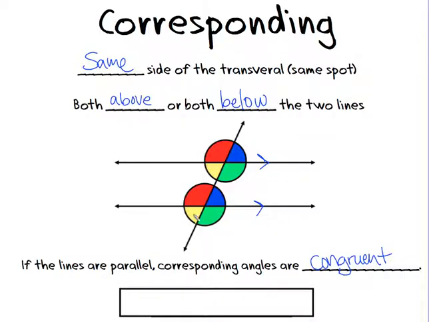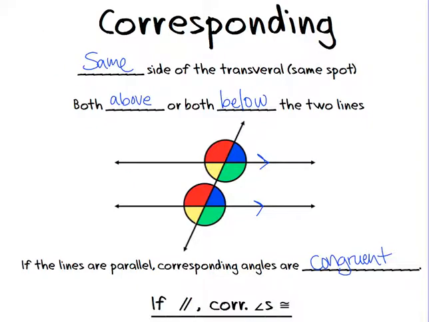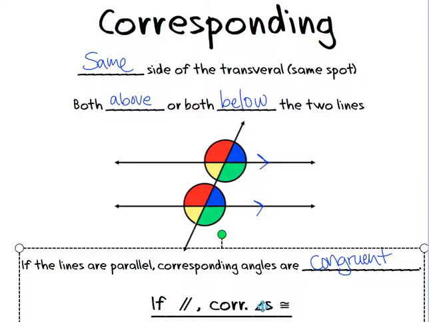So when you write it in a proof and you say that these two angles are equal, you have to write this whole thing, this whole theorem. But luckily, I've got a way for you to abbreviate that. So you write it like this: if the lines are parallel, corresponding angles are congruent.